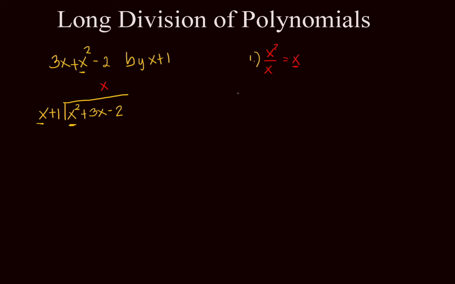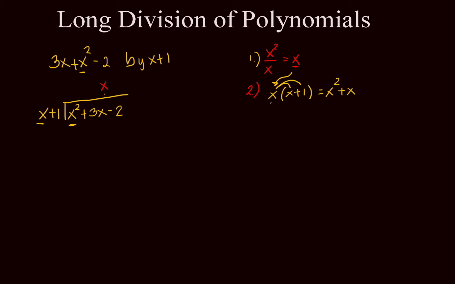For our second step, we are now going to use this x, the quotient that we just have, and multiply it to our divisor. So you will have x multiplied to x plus 1. We distribute the x to our x plus 1. So x multiplied to x will just give us an x squared. x multiplied to 1 will just give us a positive x.